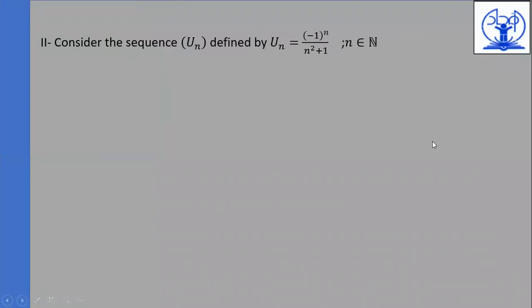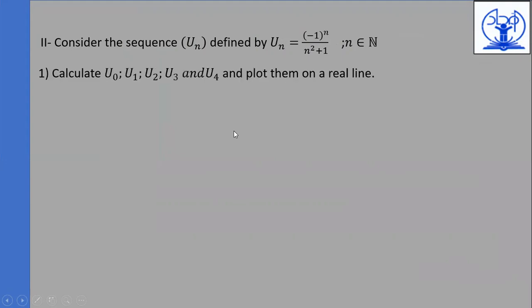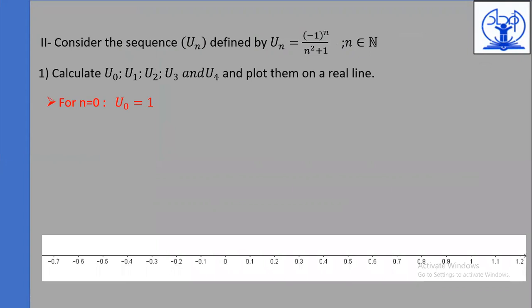Let's consider another sequence. Consider the sequence Un defined by Un equals (-1) to the n over n squared plus 1, where n is in N, which means that the first term starts with n equals 0. Calculate U0, U1, U2, U3, and U4 and plot them on a real line. For n equals 0, the first term is 1. Let me plot this term on the real line.